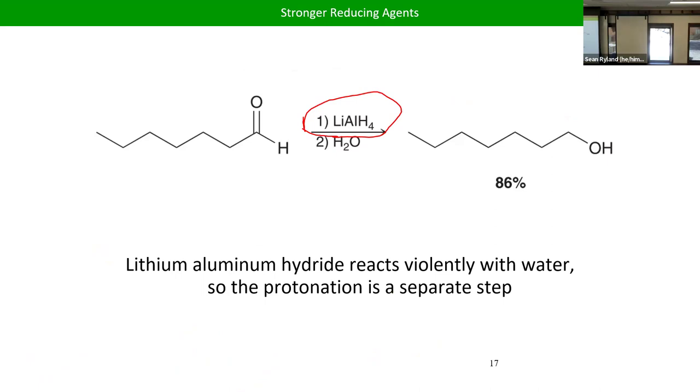The difference in electronegativity between aluminum and hydrogen is even greater than between boron and hydrogen. So you get more negative hydrides. Your hydrides are more reactive because they are taking on that full charge practically. And there are probably some others. Basically, pretty much any metal hydride is going to be able to act like this to some extent.